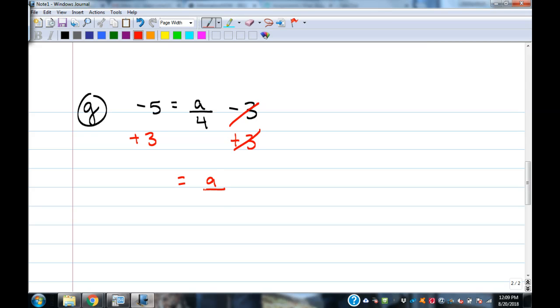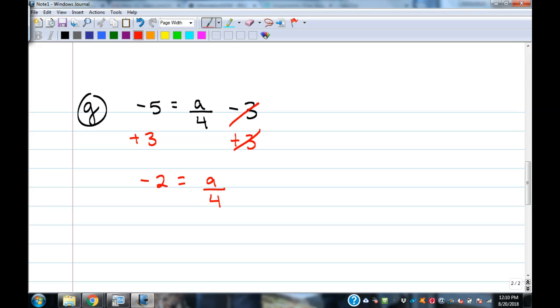So a divided by 4. What's -5 plus 3? Got a -5, so I owe somebody $5, and I paid them 3, so I owe them 2 now, right? So that's a -2.